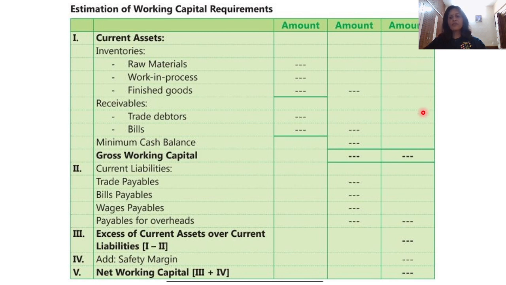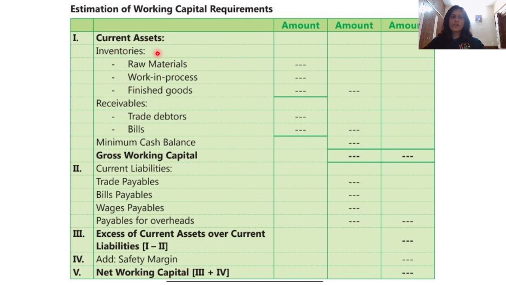This is the way we calculate it. The format is, firstly you write all the current assets, then you write all the current liabilities, and then the difference between current assets and current liabilities, that is known as your working capital. This working capital, if you add your safety margin, then it becomes your net working capital.